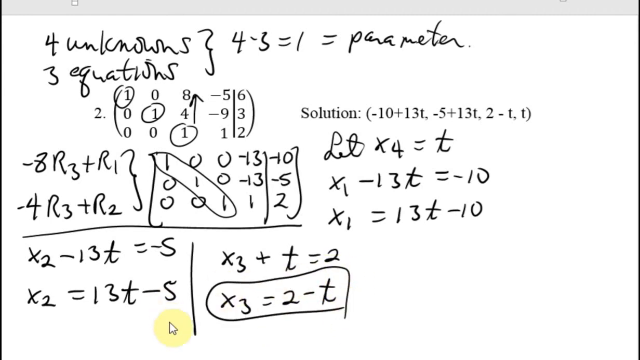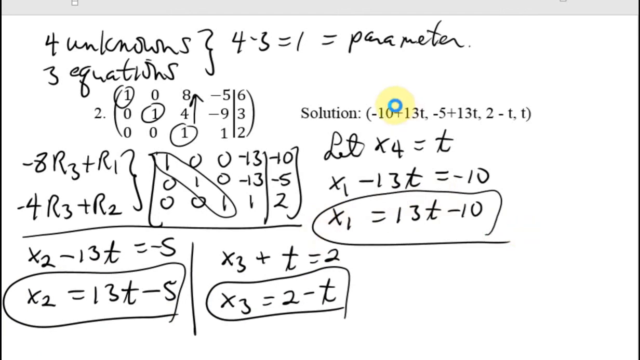Well, we should have everything we need. And that should match up with what we have there. 13t minus 10 for x sub 1, 13t minus 5 for x sub 2, 2 minus t for x sub 3, and then a t for x sub 4.